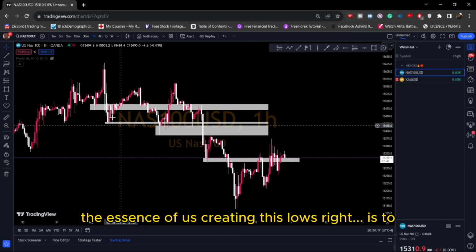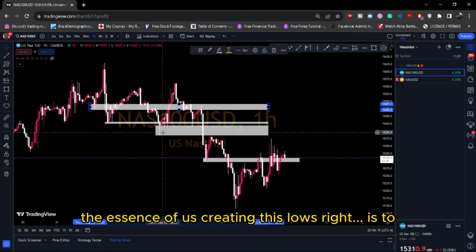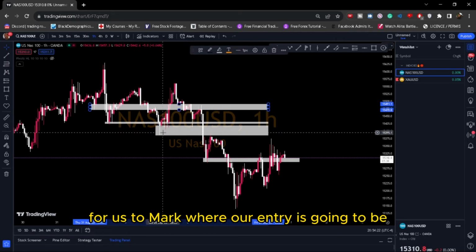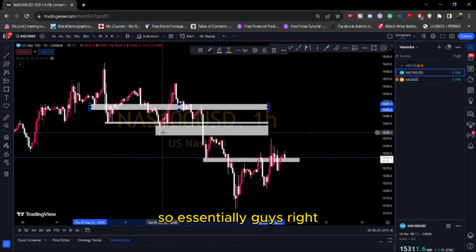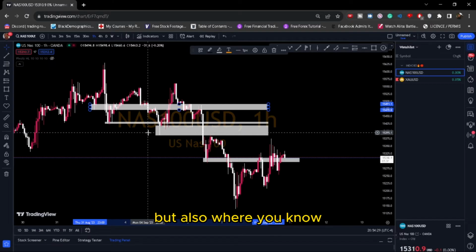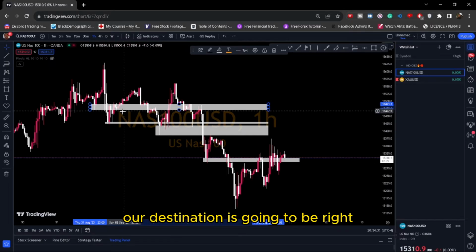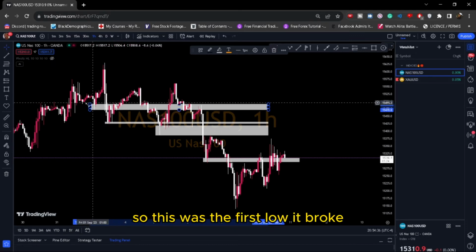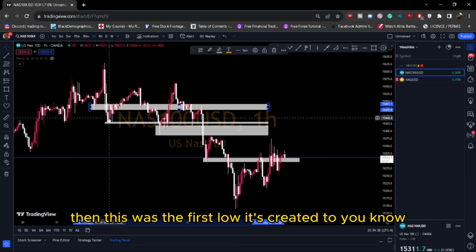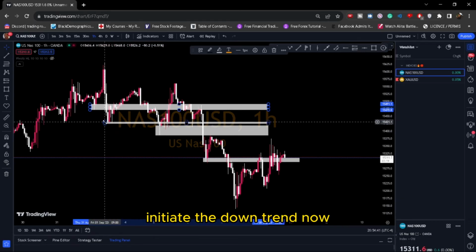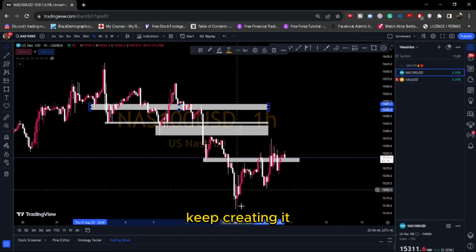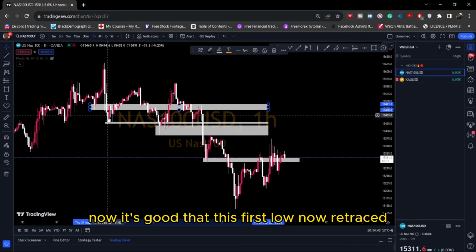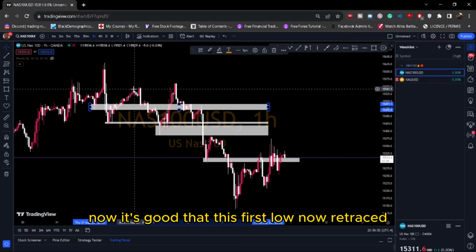Now guys, the essence of us creating these lows, right, is for us to mark where our entry is going to be. So essentially guys, not just our entry, but also where our destination is going to be, right? Because at the end of the day guys, when price created this low here, this was the first low it broke, then this was the first low it created to initiate the downtrend. Now for us to say, okay, it's actually a downtrend, it has to keep creating the downward structure, right? Now it's created this first low, now retraced.